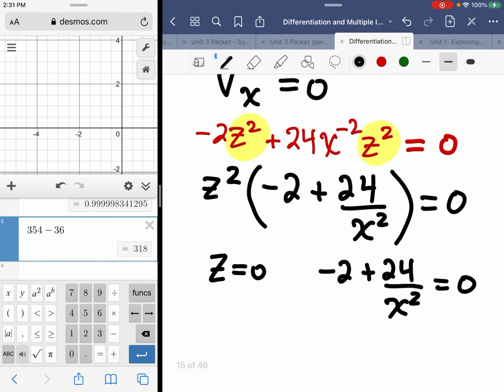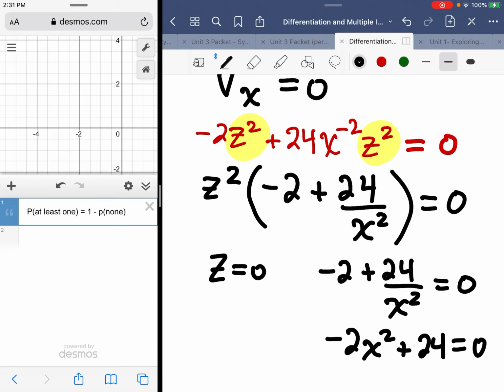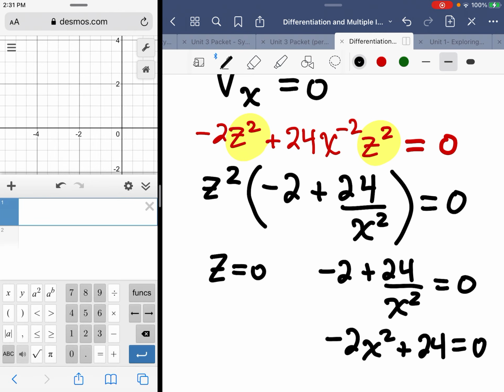Now, it's a rational function, so I can distribute through the x squared, making it negative 2x squared plus 24 equals 0. You can do it that way. Ultimately, we're looking for a solution, so if you want, just go right to Desmos and type in negative 2x squared. It's not too difficult to divide. It's going to be the square root of 12, I think. But if you wanted to just go into Desmos and do it, you could do it that way too.